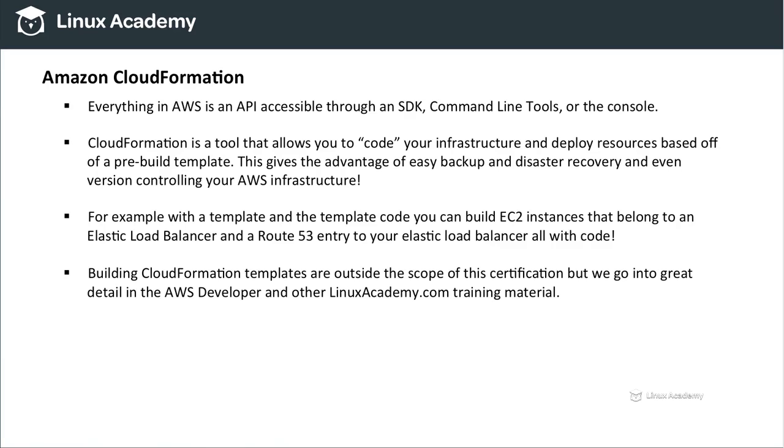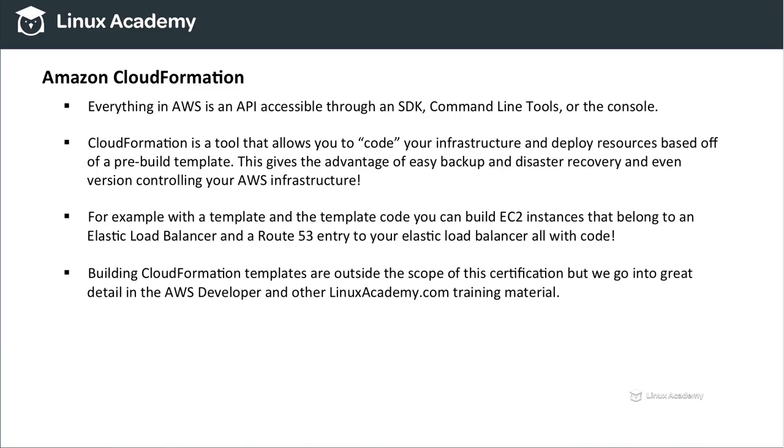Everything in AWS is an API, and it's accessible through an SDK, like Java, PHP, Ruby, Python, Node.js, iOS, Android, .NET. You can access it via command line tools or the console. But CloudFormation is a tool that allows you to code your infrastructure using JSON-like scripting and deploy resources based off of a pre-built template. We can build a template that says build out a virtual private cloud, give it a subnet, assign it this CIDR IP address, create this SQS queue, fire up this EC2 instance. We can script it all in JSON.